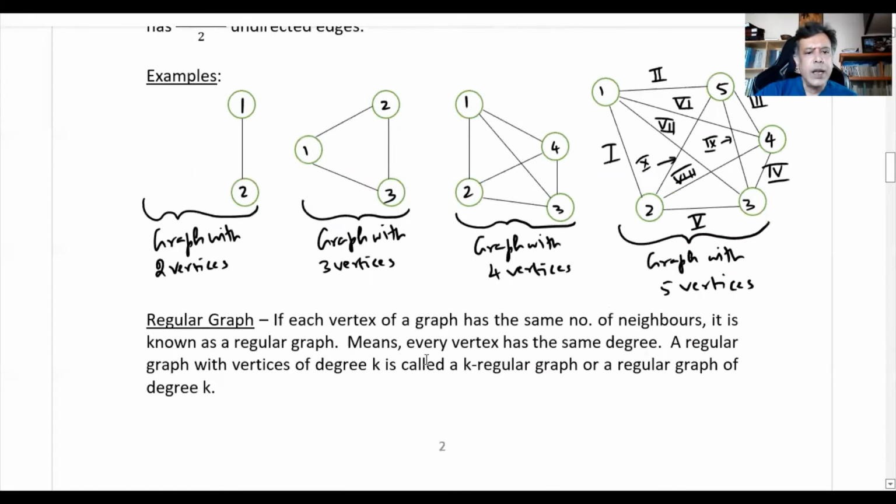Then regular graph, if each vertex of a graph has the same number of neighbors, means every vertex will have the same degree. It is known as a regular graph. Means every vertex has the same degree. A regular graph with vertices of degree k is called a k-regular graph or a regular graph of degree k.